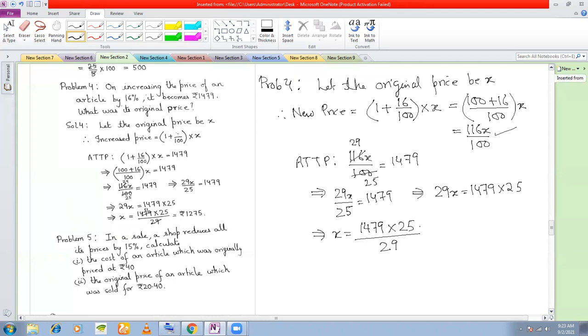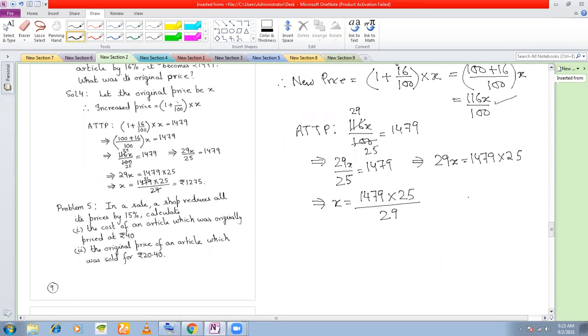Now 25 definitely does not cancel with 29. So 1479 should cancel. So how do we test? We divide. You can do it in your rough. Sir, it divides to 51. Yes, you have to check. This is how you check. 29 goes 5 times here. So you get 145. Then you get 29. That means again it will divide by 29. You get 0. So it comes 51 times.